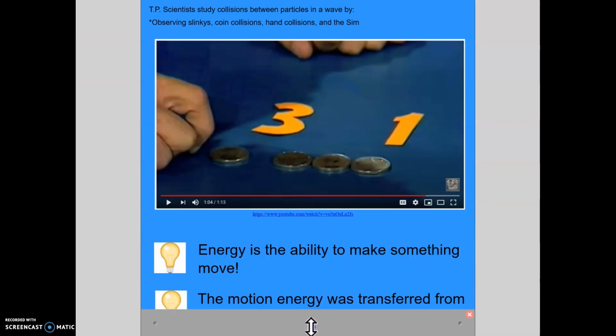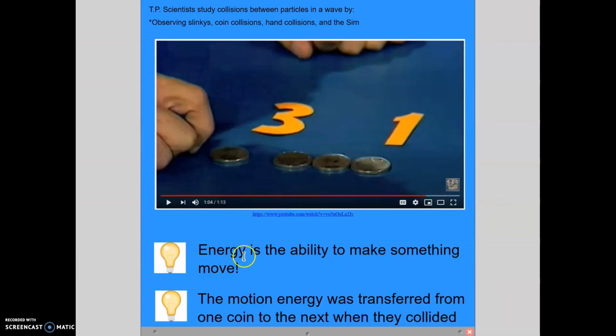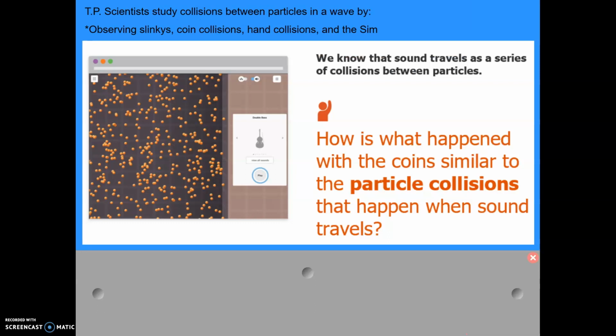So we learned two important things here. Energy is what made those coins move. He didn't touch them, but the energy went through those coins. And second, the motion energy was transferred from one coin to the next when they collided. So how is what happened with the coins similar to the particle collisions that happen when sound travels? Take a second to think.